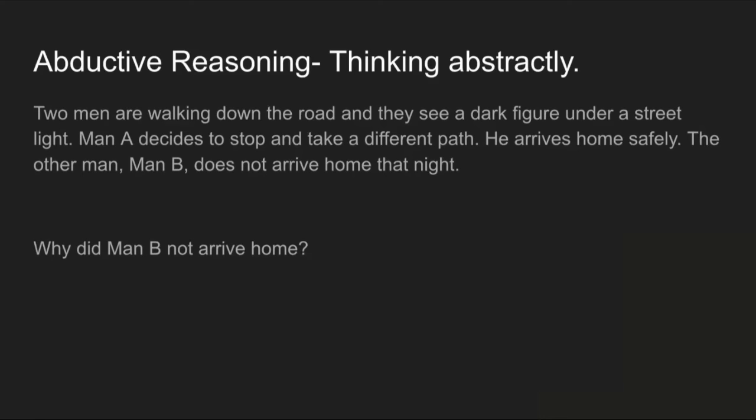Man A decides to stop and take a different path. He arrives home safely. The other man, Man B, does not arrive home that night. Why did Man B not arrive home? Now, when you look at this, it's very tempting to say that the dark figure caused the man to not arrive home that night. Why?